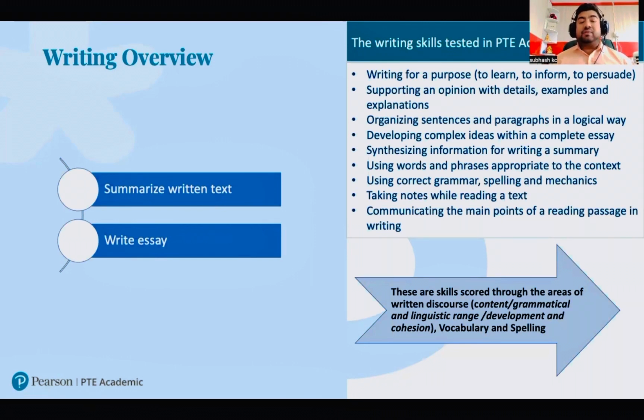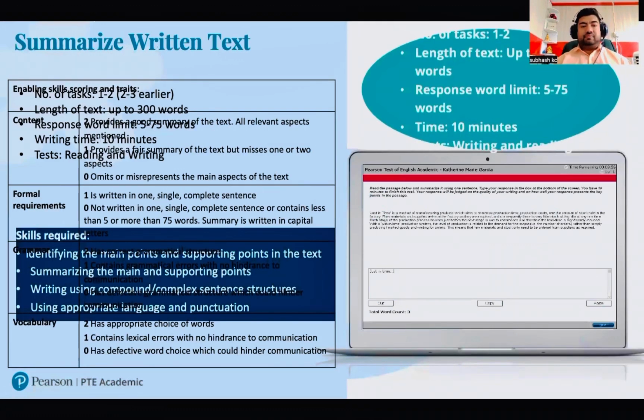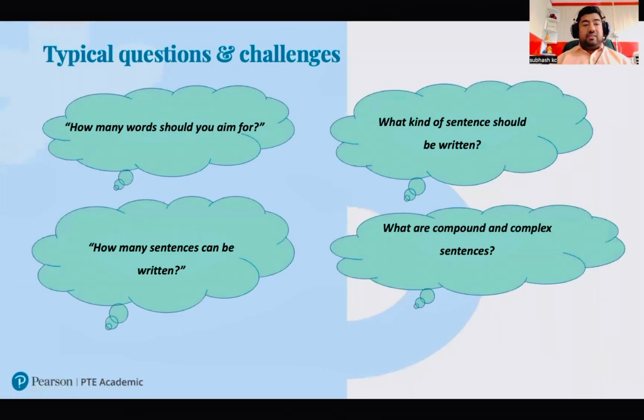In Summarize Written Text, you have to write 1 sentence only, and in Write Essay, you have to write within 250 words. In Summarize Written Text, it's better if you write between 50 to 70 words within 10 minutes. And the essay within 20 minutes, you have to write between 200 to 300 words. It's not clear, so how many words should you aim for? You need to understand that. What kind of sentence should be written? How many sentences can be written? What are compound and complex sentences?